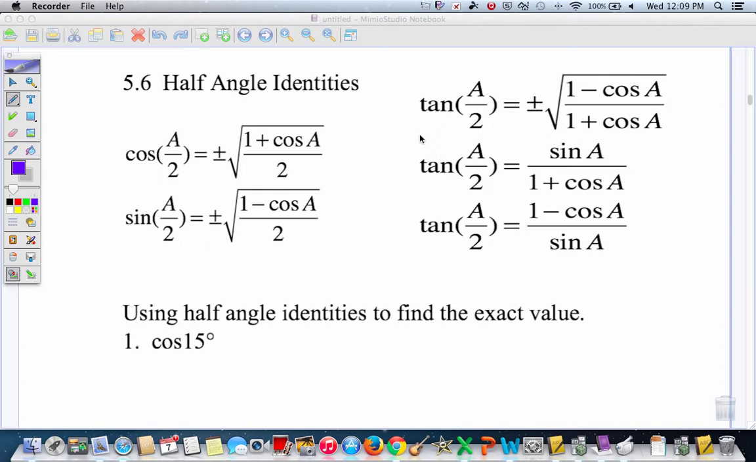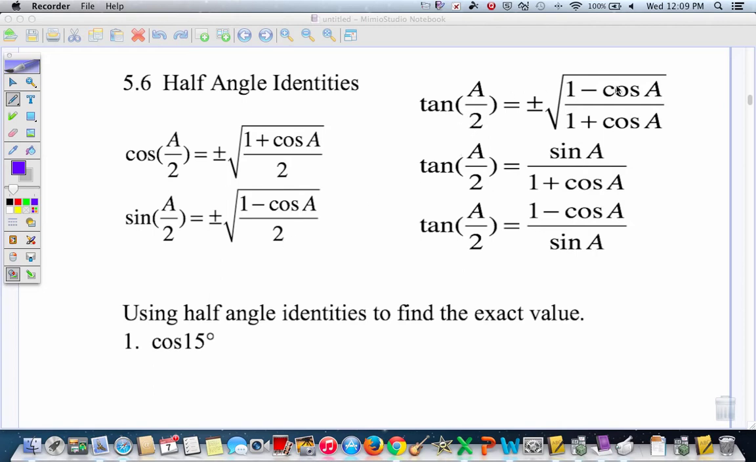In some instances it does make a difference; in others, when you just calculate a value, it really does not. So we start over here with the cosine. Cosine of A divided by 2 is plus or minus the square root of 1 plus the cosine of A, divided by 2, the entire fraction underneath the radical, which creates some simplifying issues for us. Sine of A over 2 is plus or minus the square root of 1 minus cosine A over 2. And then, as I mentioned, the 3 versions for tangent.